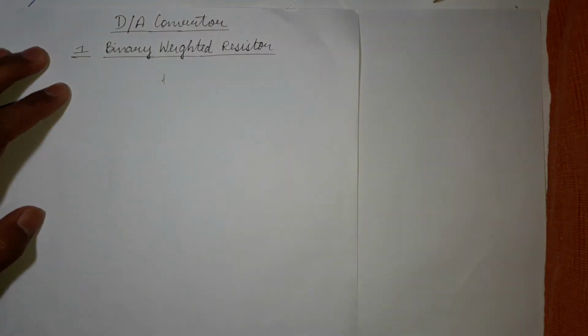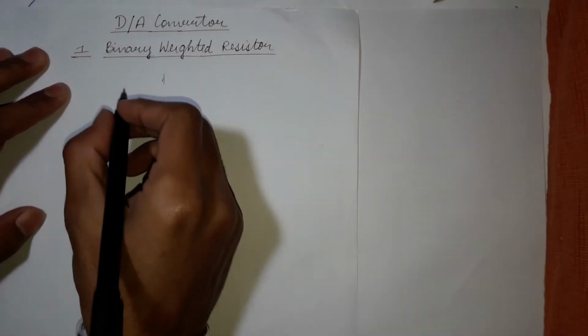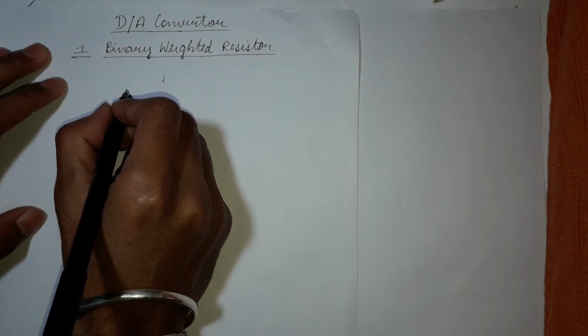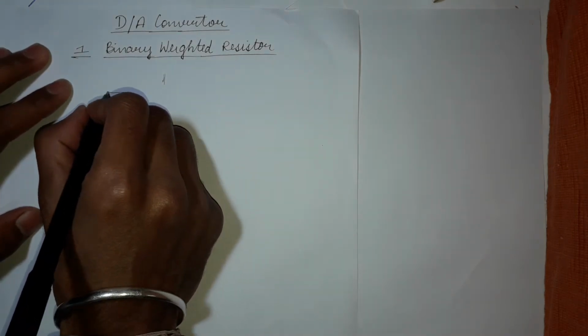Okay guys, so we'll discuss today a type of digital to analog converter, that is binary weighted resistor. First we will see its block diagram and then we will move on further with its working. Okay, so let's see its block diagram first. Follow me how to construct its diagram.